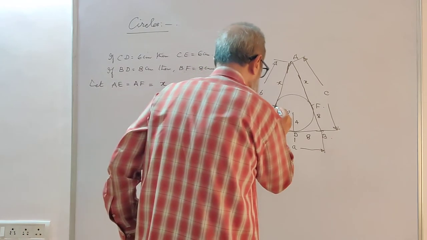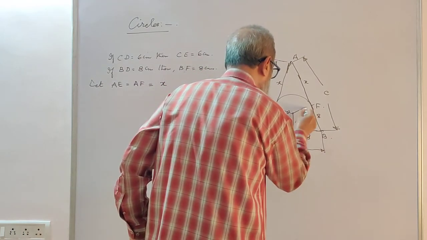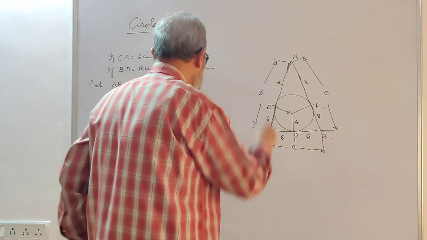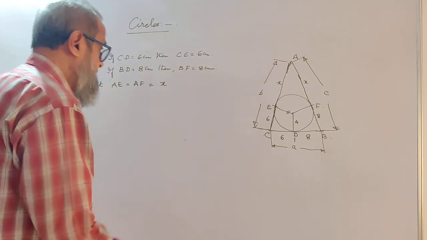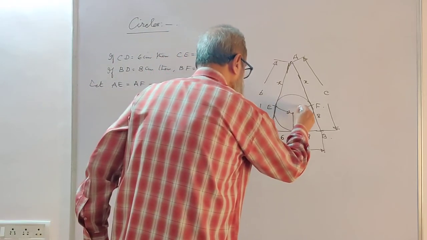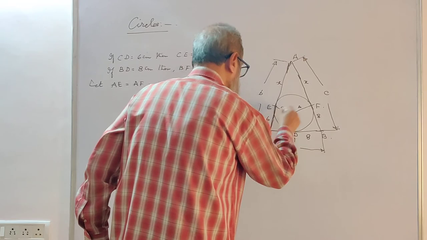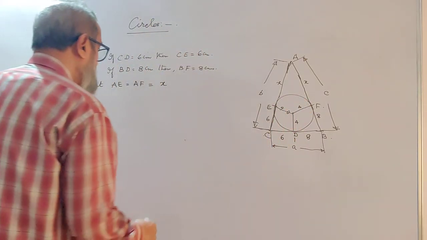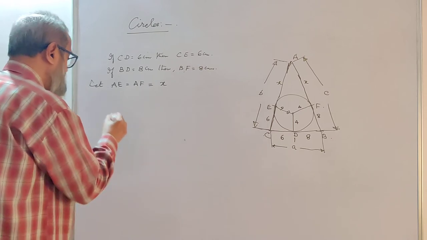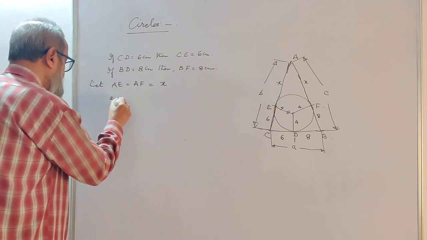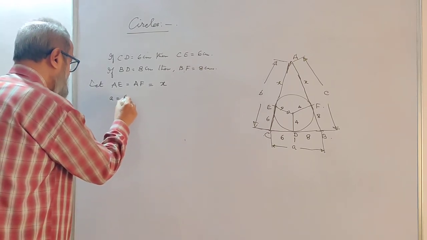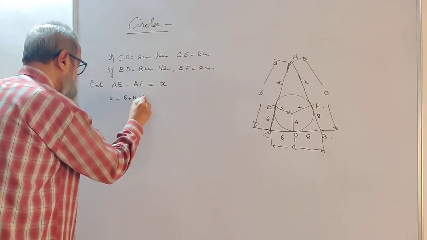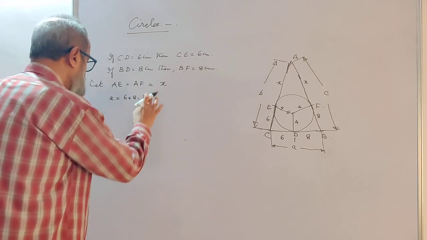Now I will join EO and OF like that. Now this is also 4 centimeters, because they are all radii of the same circle. Now side a is 6 plus 8, that is 14 centimeters.